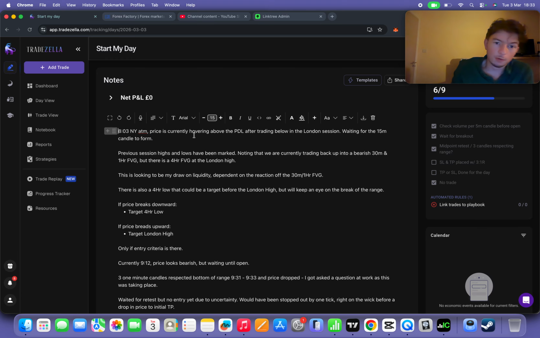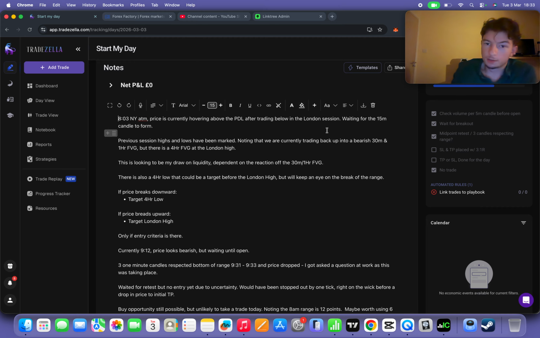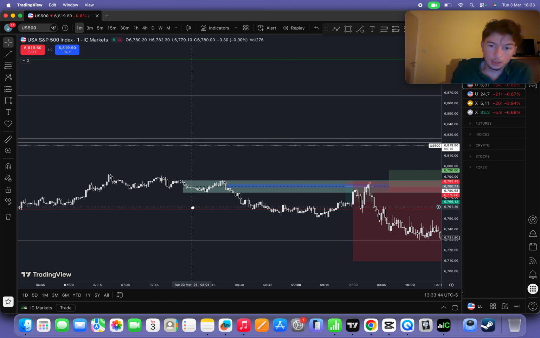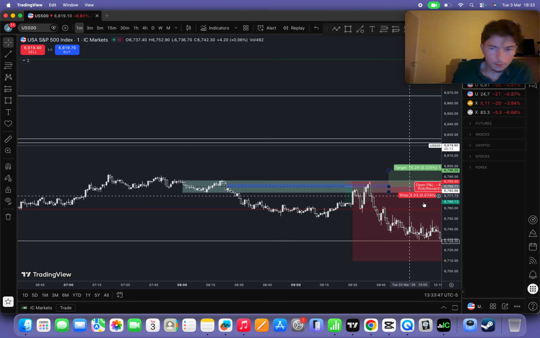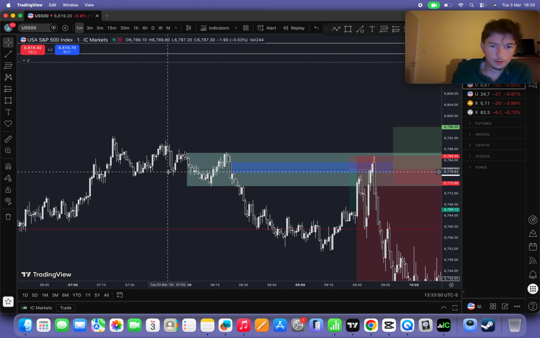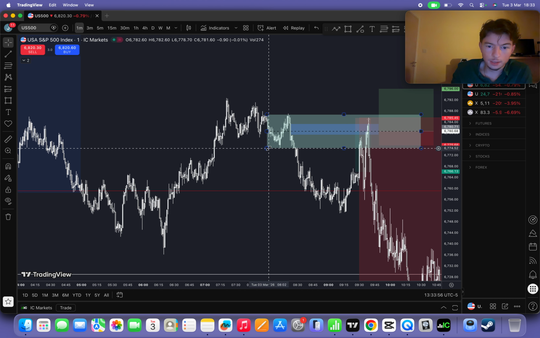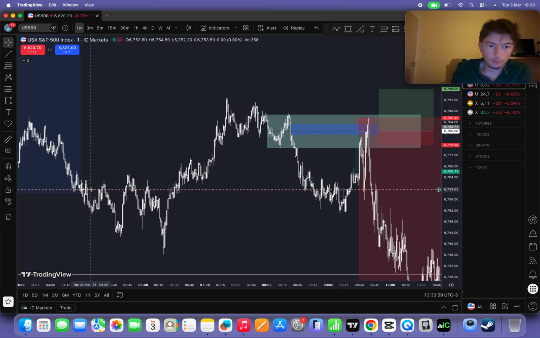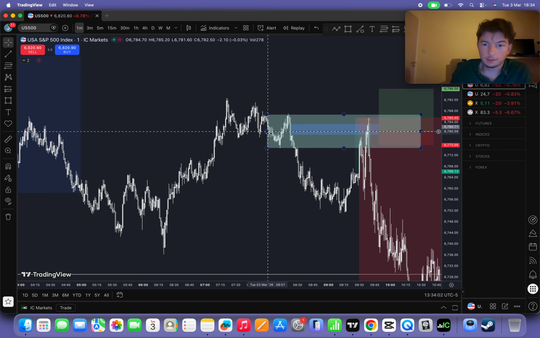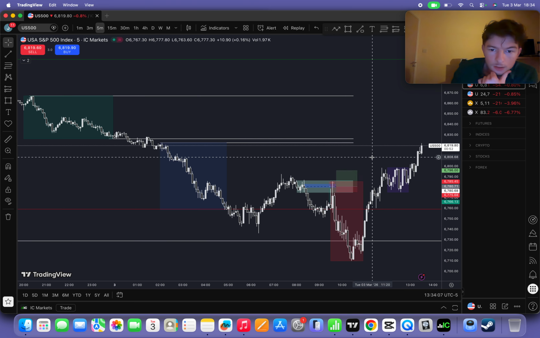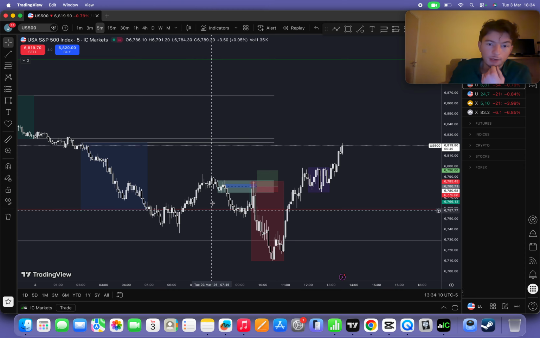8:03 New York time at the moment. Price currently hovering above the previous daily low after trading below it in the London session, waiting for the 15-minute candle to form. So this was at 8 a.m., pretty much this action here, I believe, well below the London low. So 8:03, it's just hovering above here pretty much, and it was this that I was talking about, waiting for the 8:15 candle to form. Marked that out, and then I was looking for a break either upwards or downwards.